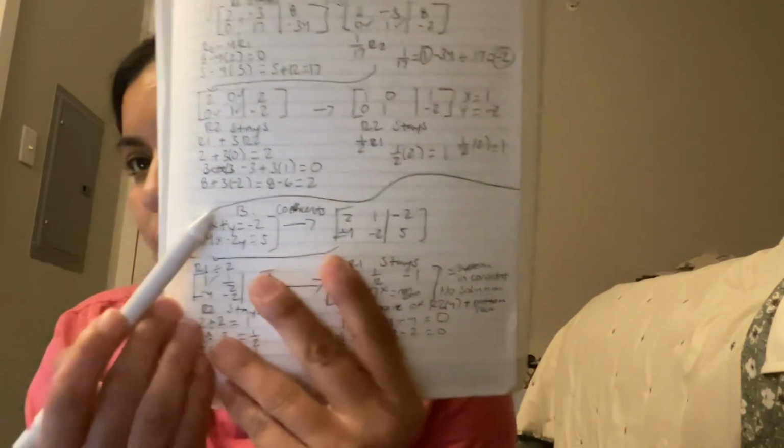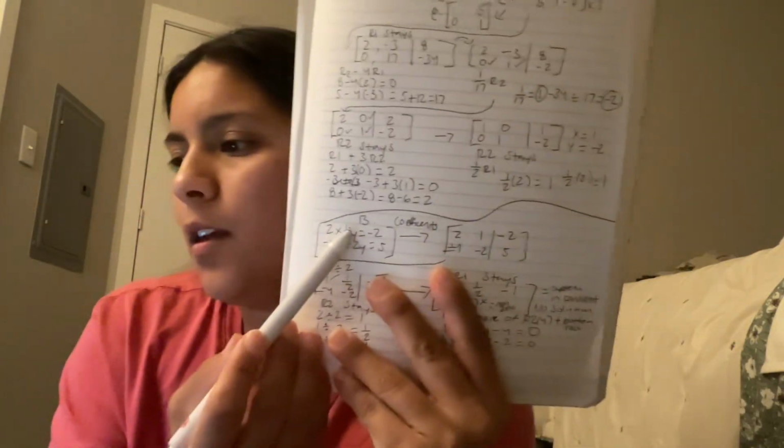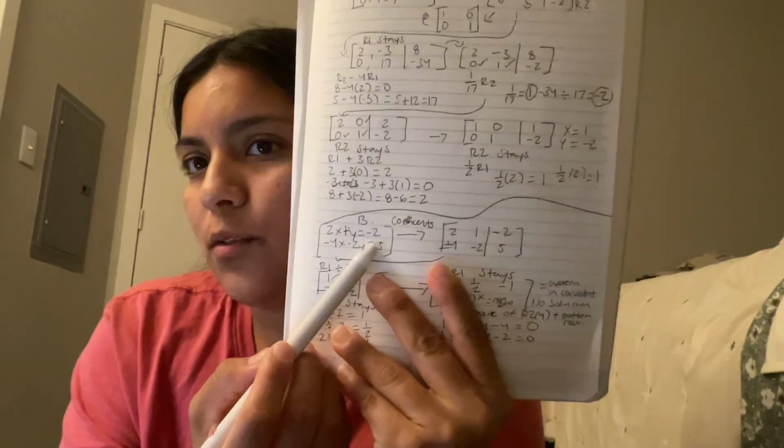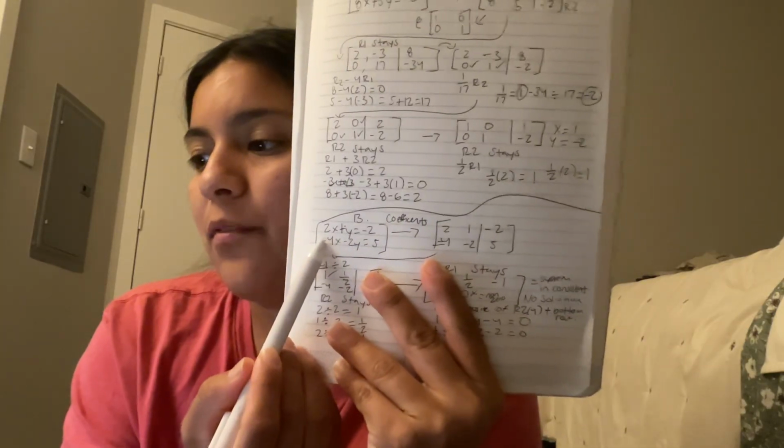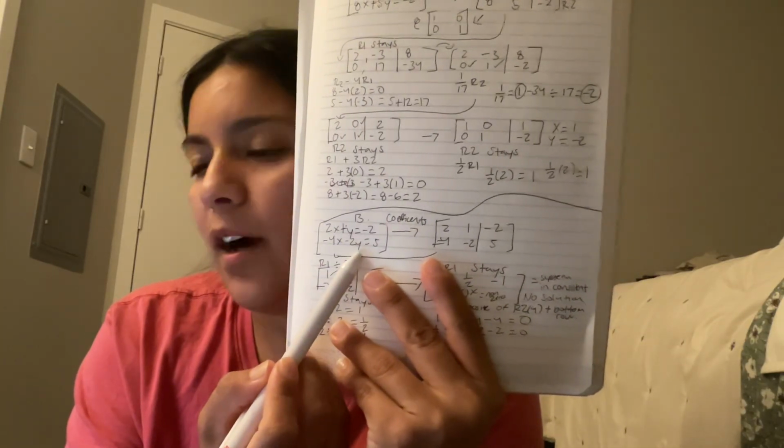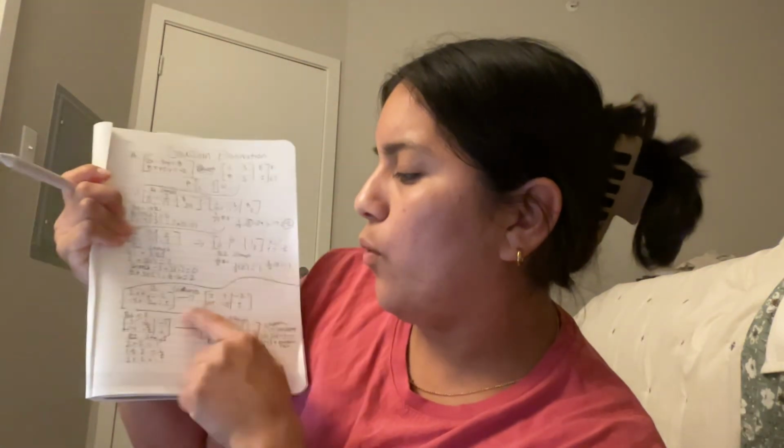Alrighty, now we're going on to question B, which is 2x plus y equals 2, and then -4x minus -2y equals 5. Okay, so we're going to start off with this. What can we do to row 1? Again, we're looking for this matrix 1, 0, 0, 1 for the same question. What can we do to row 1 to get us to 1?